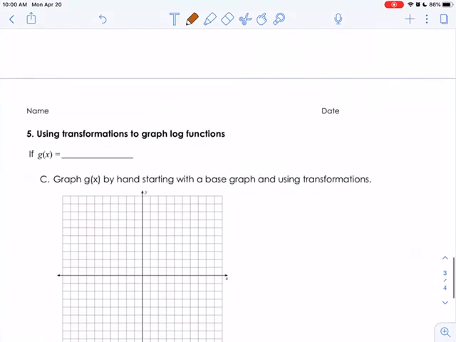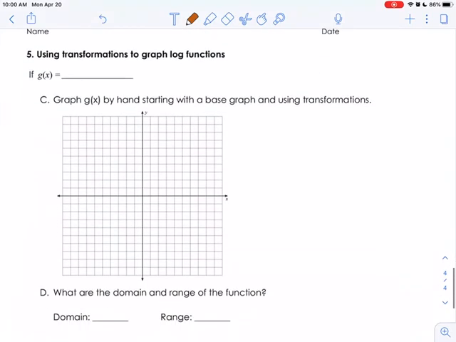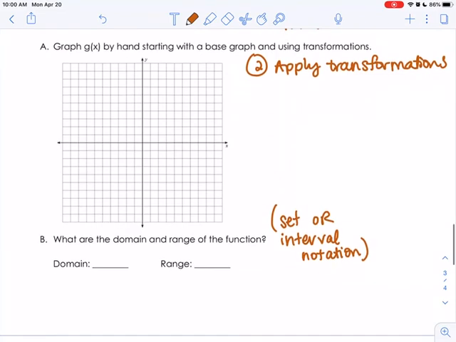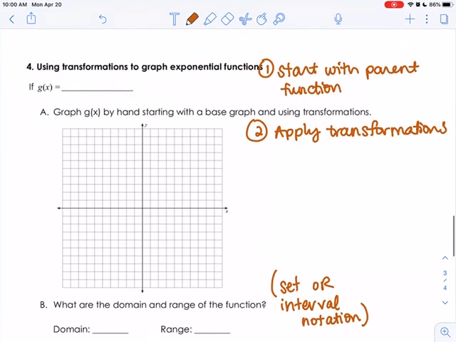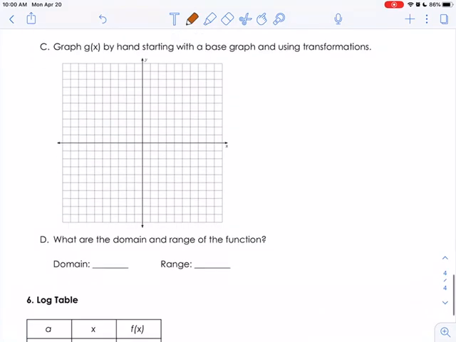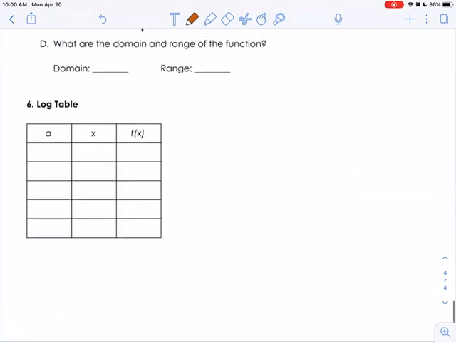So number 5 is very similar. It's just a log function instead of an exponential function. And so you're going to basically follow the same steps. Start with the parent function, and then you're going to apply transformations to that function, and then identify the domain and range. And this last one is a table.